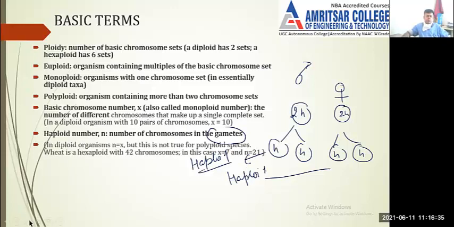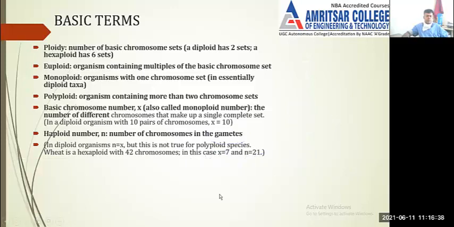So, what do you mean by the triploid organism? Suppose if I am saying monoploid of organism is 10. So, what is diploid number? Diploid number will be 10 pair or 2 into 10 is 20.